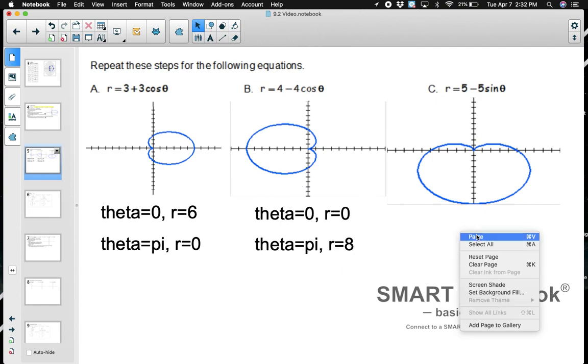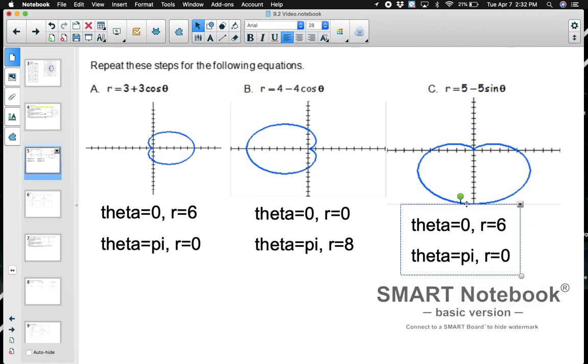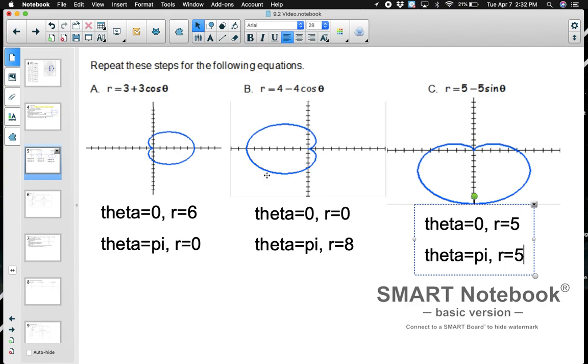And for this last one, when theta is 0, 1, 2, 3, 4, my r is 5. And when theta is pi, my r is still 5. So let's look at these first two really quickly.